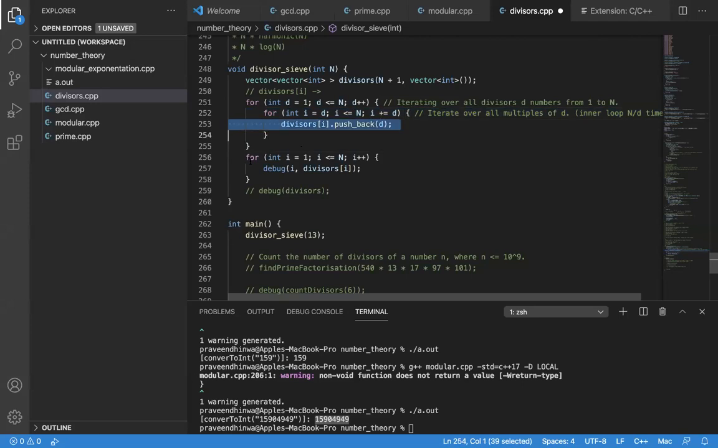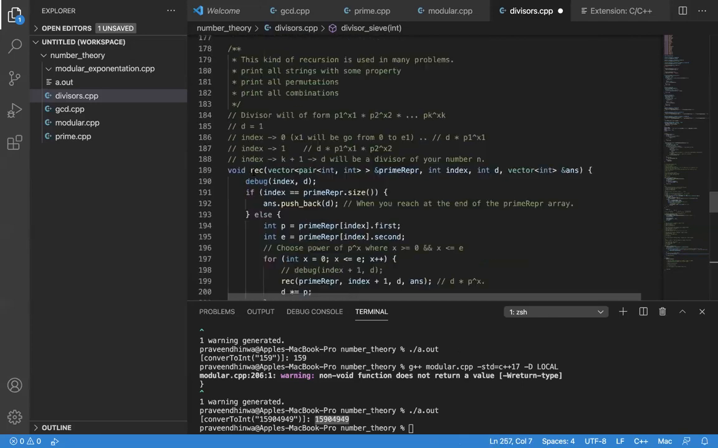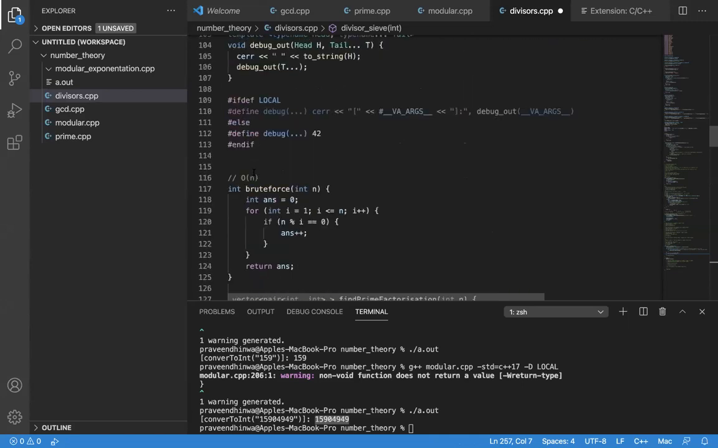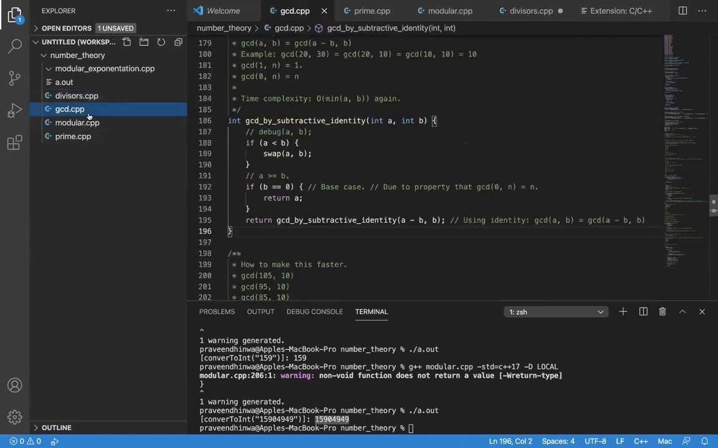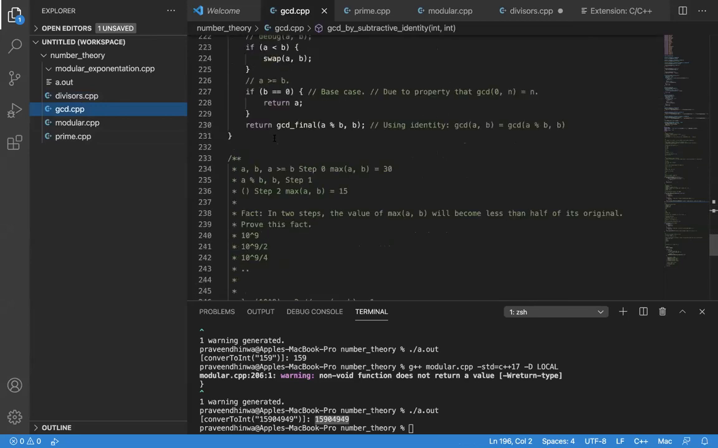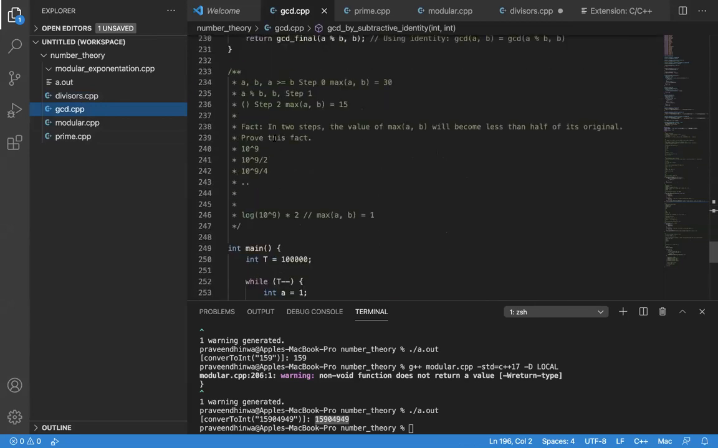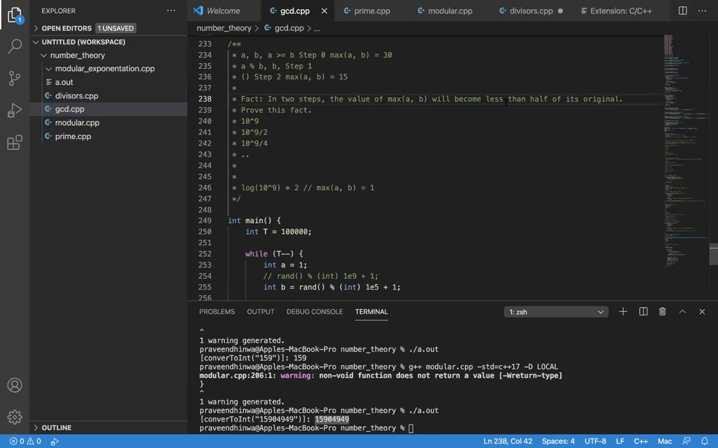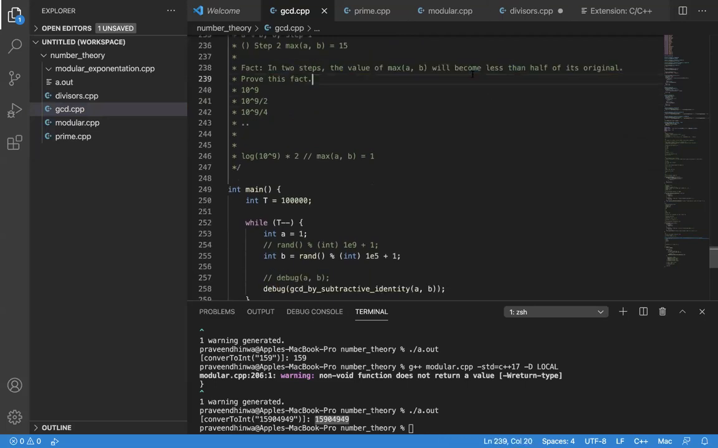Remaining, I think there are not many complex ideas. GCD was also more or less simple. One part that I did not prove is this fact: in two steps, the value of max of a comma b will be halved. So this part, if you want, you should try proving. It's not that difficult, it's pretty easy. So try proving this part.